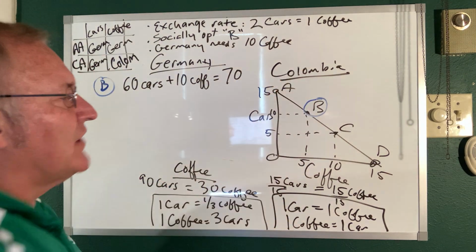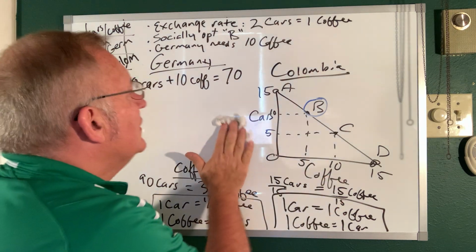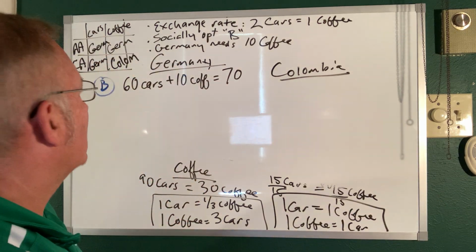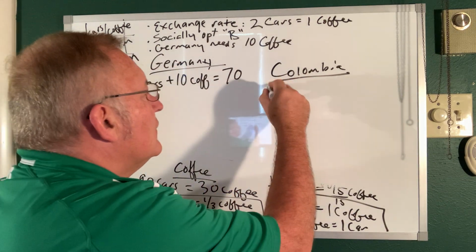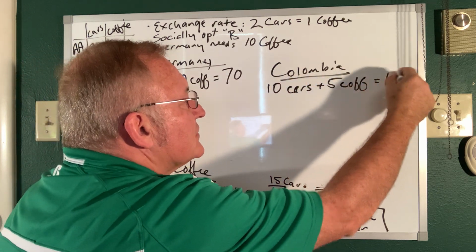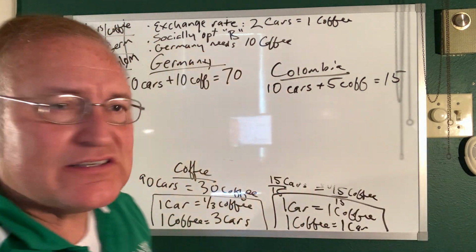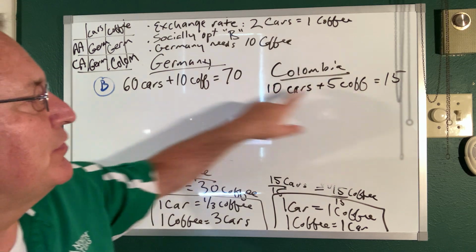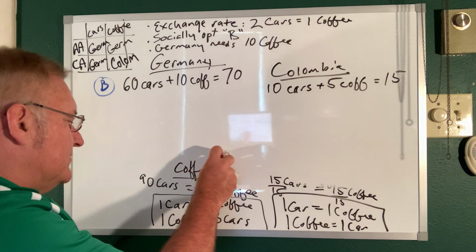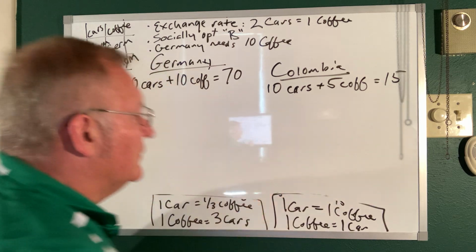And then in the case of Colombia, point B is 10 cars, 5 coffee equals 15 units total. Now, in order for trade to make sense, each country has to improve upon that number, okay? And we'll just leave up the opportunity cost for a moment.